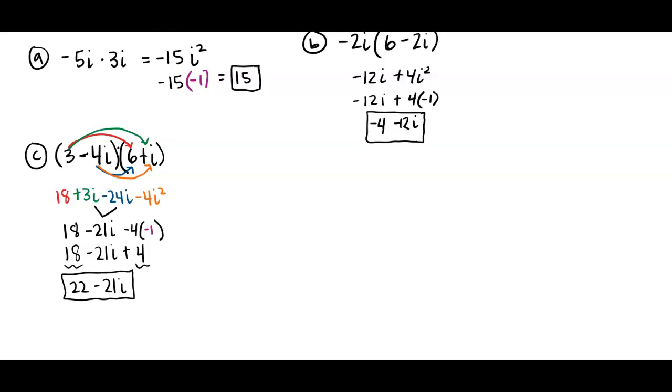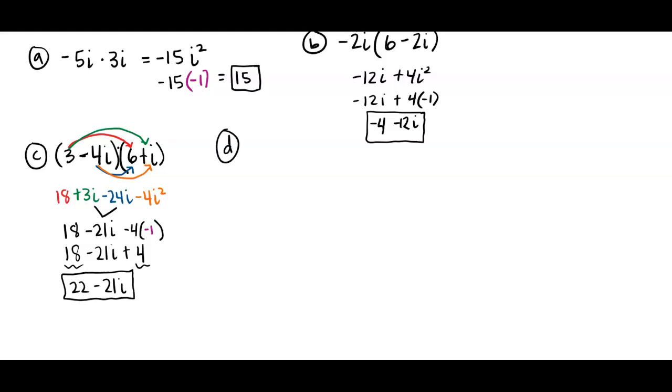Right? So whenever I see that i squared, I need to change it to a negative 1. But other than that, it's pretty much the same as when we FOILed before. It's just one more thing that you've got to remember there, that whenever you see the i squared, you're going to change it to a negative 1. Okay. Questions on that one? Okay, let's try another one.